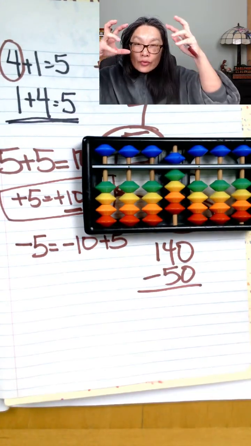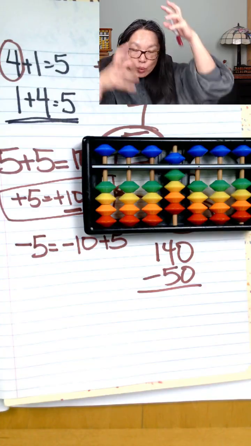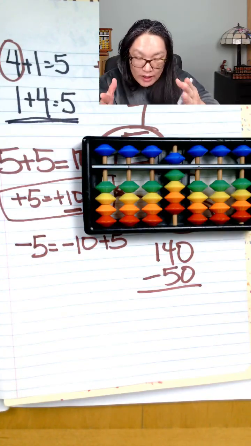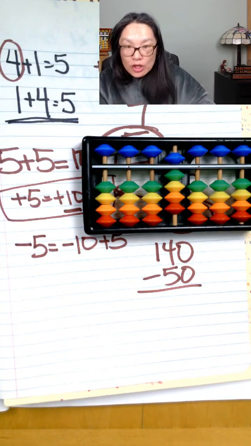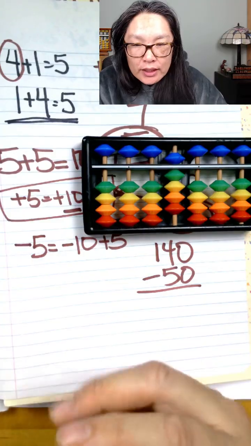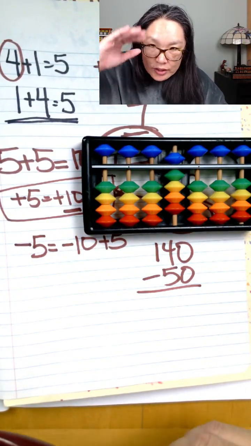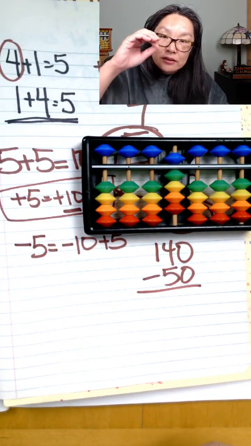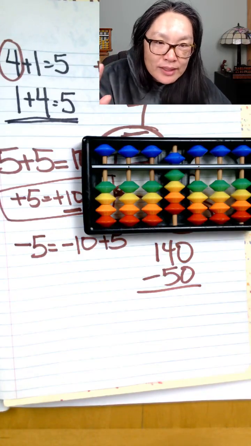See how the place values work. When you put it on the abacus, the place values work for you, not against you. So you don't have to think too hard. We just understand the fundamentals of this. I don't know if that makes sense.